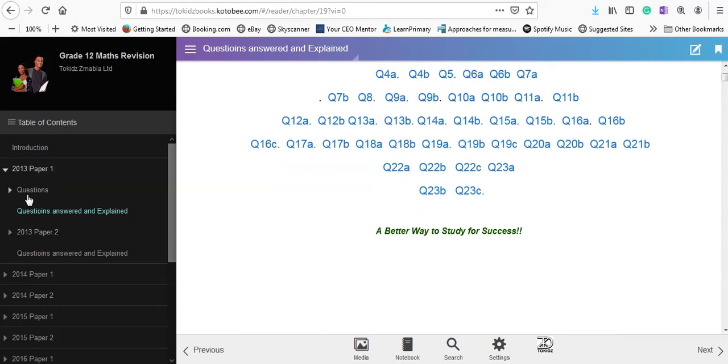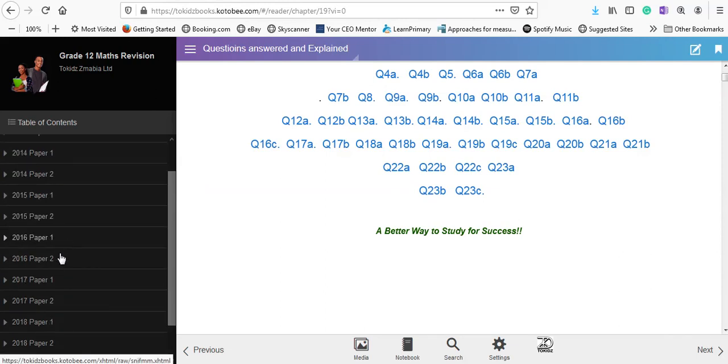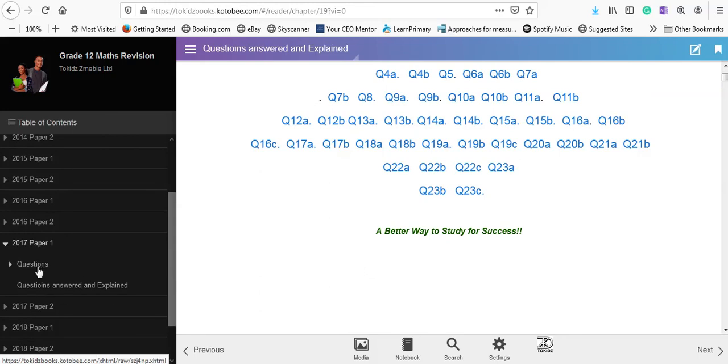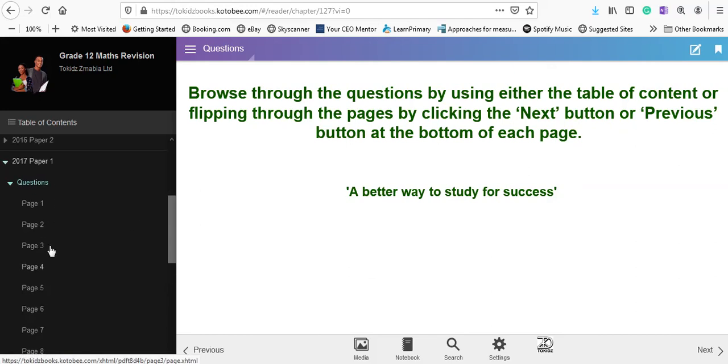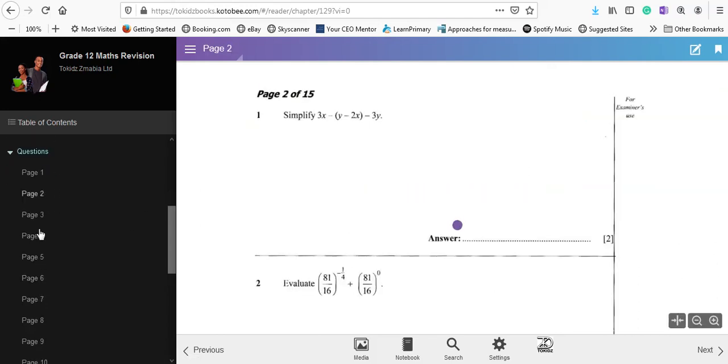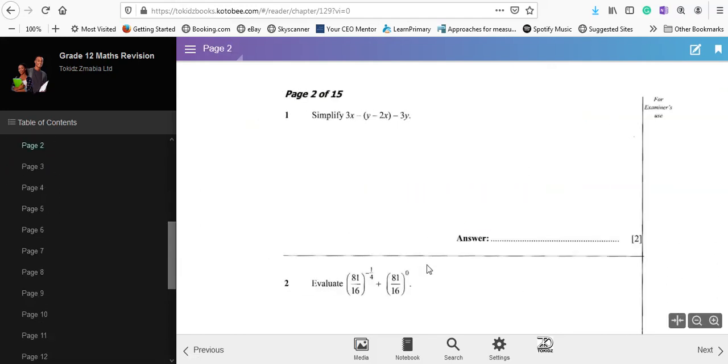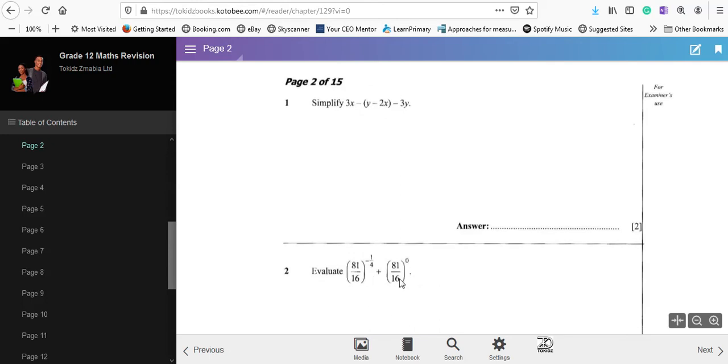Now, it is packed with many things. As we said, we've got Paper 1 and Paper 2. Let me just quickly demonstrate how you can use it. We'll just get quick examples here so that you can have a good understanding. So we go to the questions and let's go to page 2. Let's just say we are looking at this question here to evaluate.